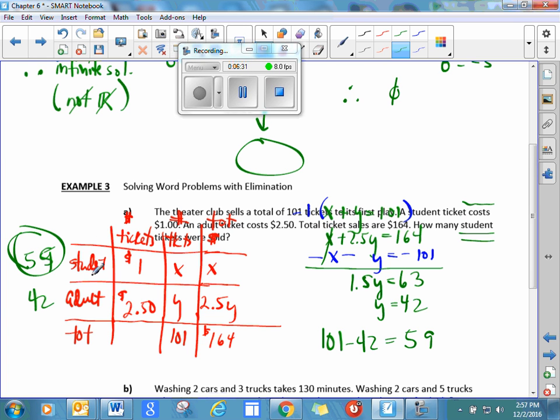So I'm going to stop this video because obviously this thing is kind of wonky right now. I'll come back and we'll talk about example 3B in the next video. You might see if you can work it on your own. Bye.